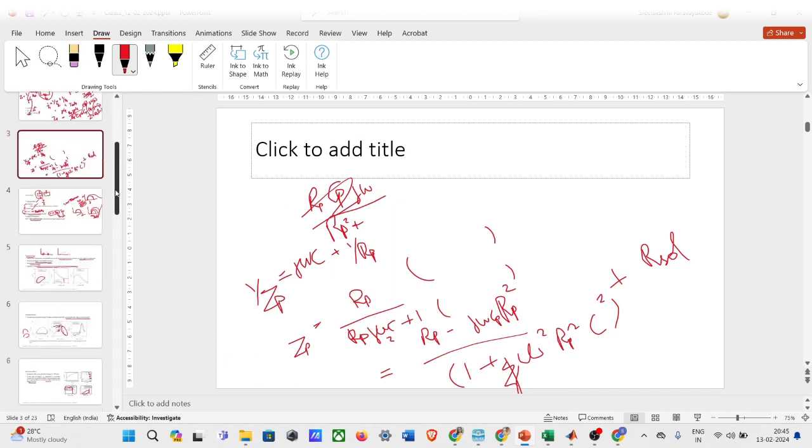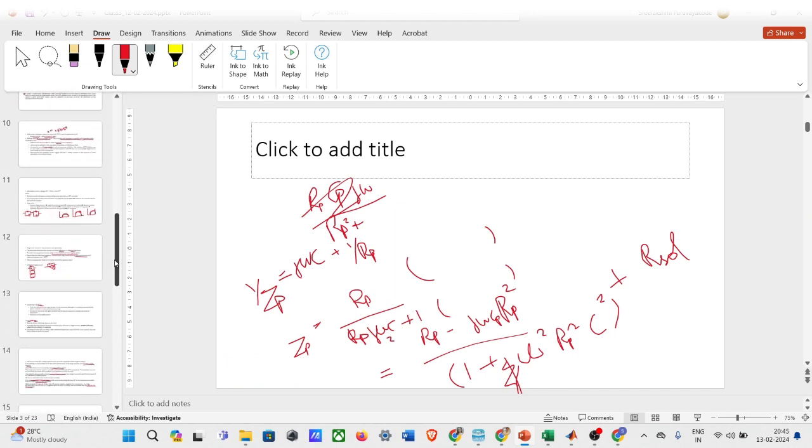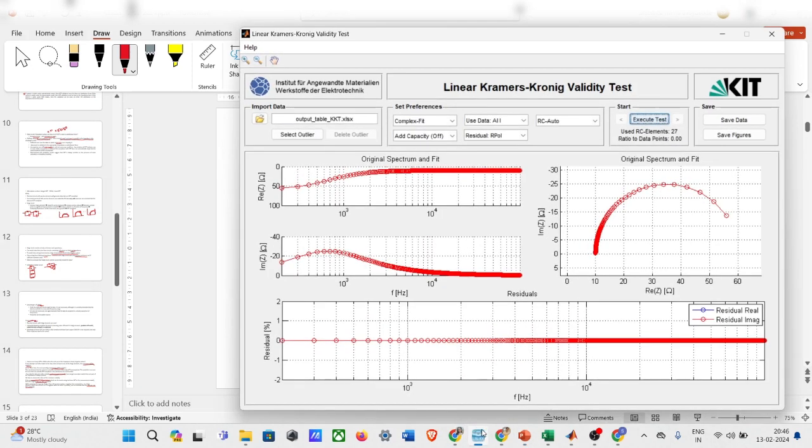Okay, you can in fact get some impedance value plot, and then you can use some software to fit that and check. Many softwares are available online. One which I could find is a linear Kramers-Kronig validity test. You can just plot some values.